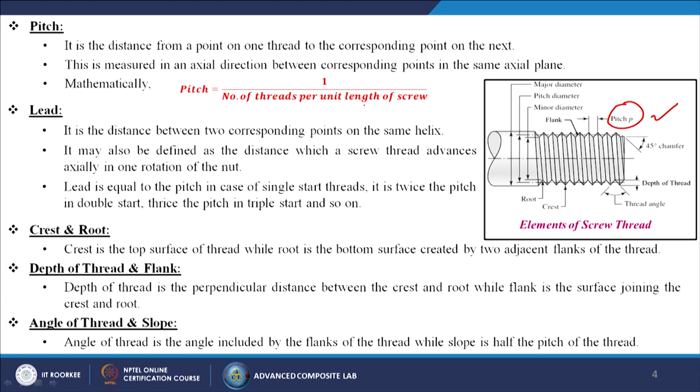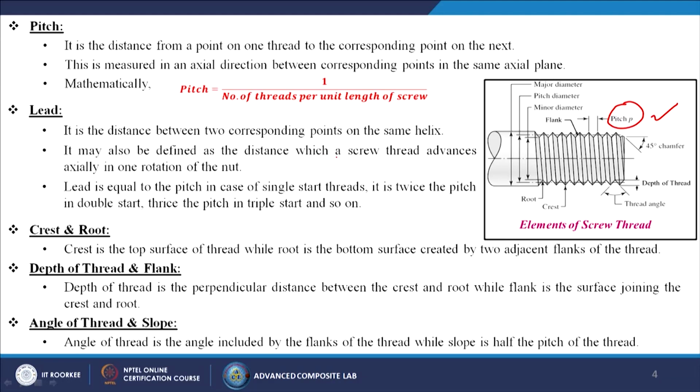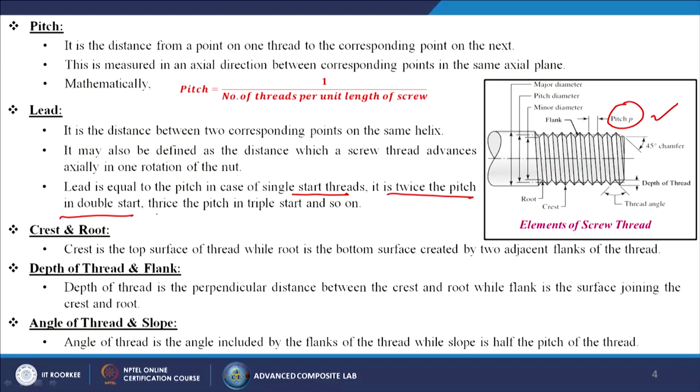Now, come to the lead. It is the distance between two corresponding points on the same helix. It may also be defined as the distance which a screw thread advances axially in one rotation of the nut. So, now I have this one and I am tightening it; in a single rotation, how much does it go forward? Lead is equal to the pitch in the case of single start threads, twice the pitch in double start, thrice the pitch in triple start, and so on.